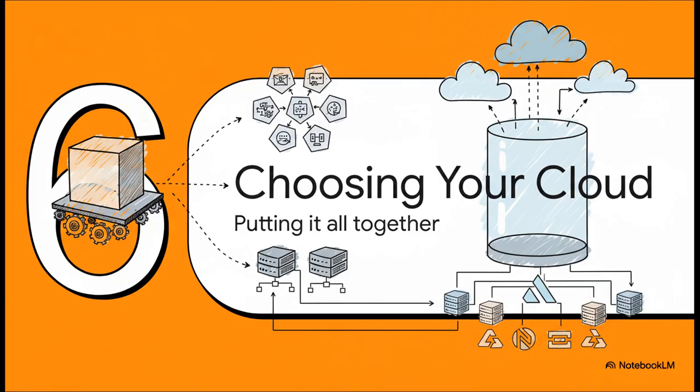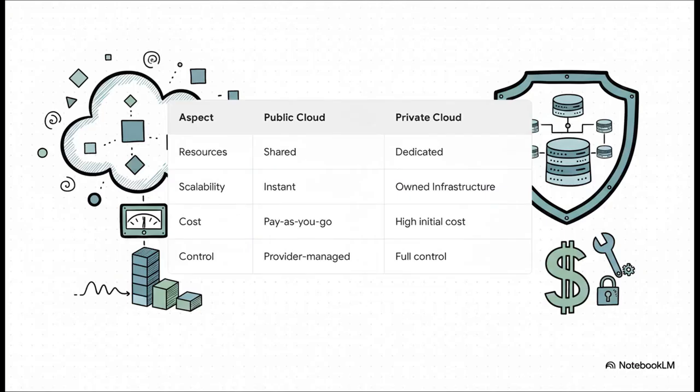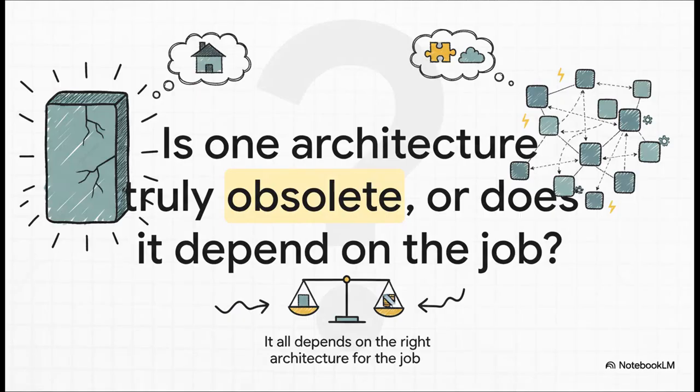Okay, we've gone all the way from monoliths on metal to microservices in containers. This whole evolution has given us a mind-boggling array of choices for building our applications. So let's put it all together and look at that last piece of the puzzle. Where does all this stuff actually live? At the end of the day, it mostly comes down to a choice between public and private cloud. Think of the public cloud, like AWS or Google Cloud, as renting. You're sharing a massive pool of resources with others, you pay only for what you use, and you have almost infinite room to grow. A private cloud is like owning your own house. The infrastructure is all yours, you have total control, but you also have that big initial cost, and you're responsible for all the upkeep.